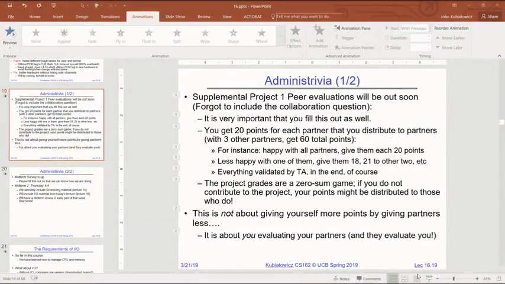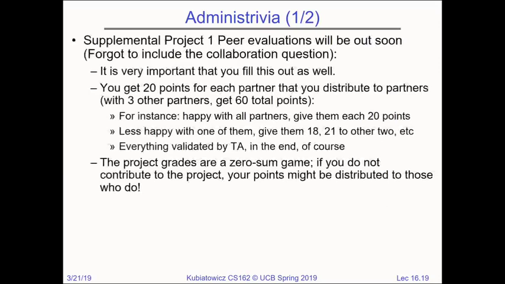So, administrivia. I mentioned the zero-sum game for the projects a little while back, and a couple of people misinterpreted what I said, so let me restate this. For one thing, we forgot to put up a metric, which I really want. So we're going to give you a second metric: you get 20 points for each of your partners, and the trick is you get to hand out the total of that to your partners, not to yourself. The evaluation is not about yourself. The evaluation is about your partners.